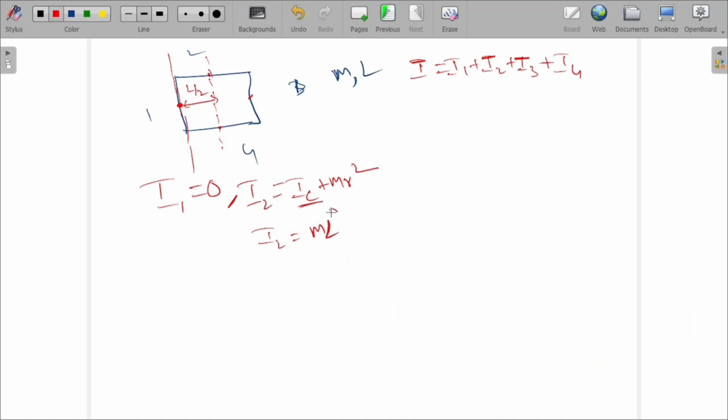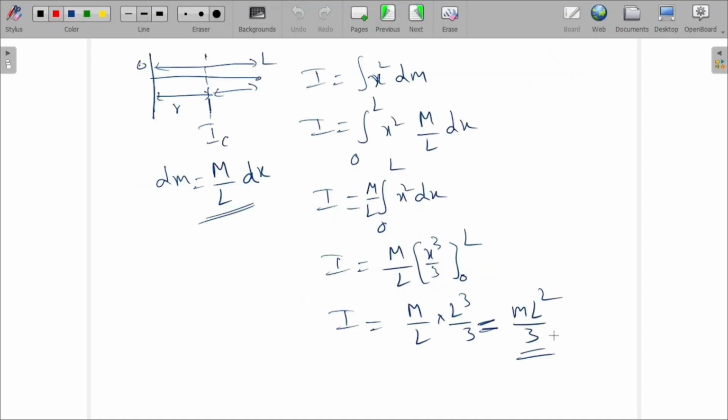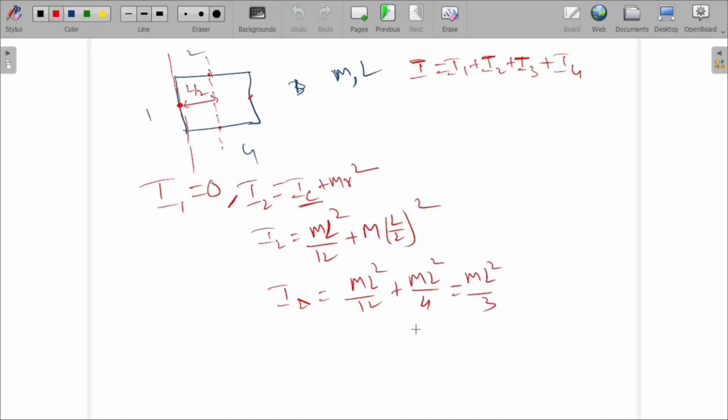So ml square by 12 plus m r square. What is the distance here? L by 2 whole square. So I2 equals what? M L square by 12 plus M L square by 4. So from this what you will get? M L square by 3. Same as what we got before also. Right? Fine. So I1 is 0, I2 is ml square by 3.